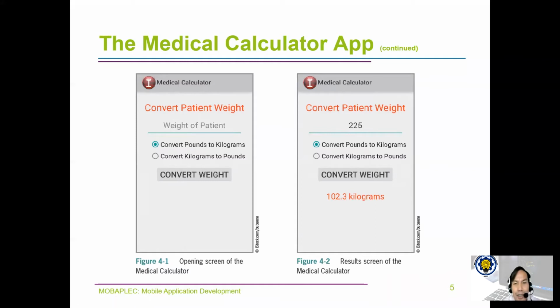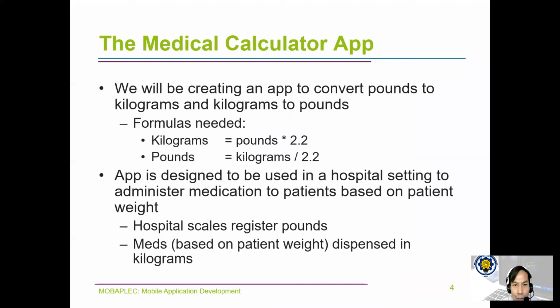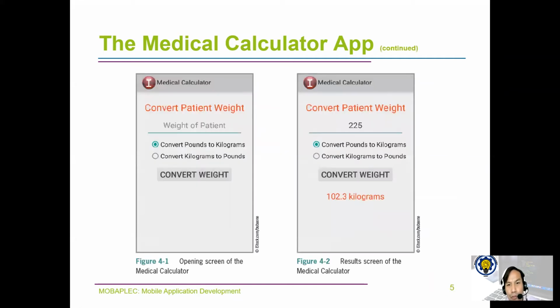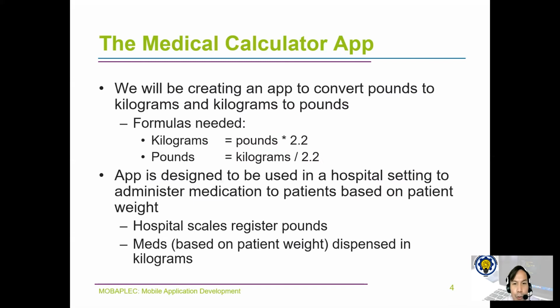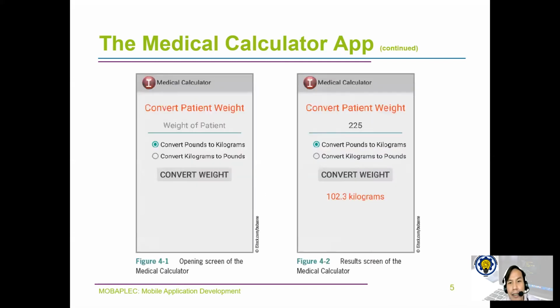So going back to the formula, converting pounds to kilograms: kilograms equals pounds divided by 2.2. So 225 divided by 2.2. Okay? So that's how the conversion factors in the medical calculator app are applied.